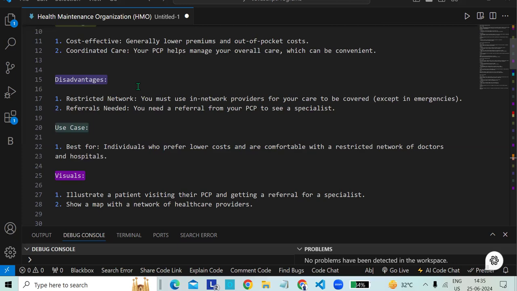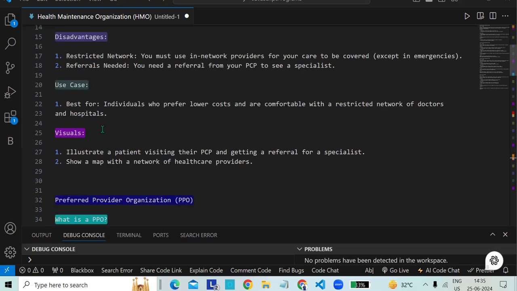So I hope you understand. These are the advantages and the disadvantages of the health maintenance organization, HMO plan. The use case: individuals who prefer lower costs and are comfortable with a restricted network of doctors and hospitals. So those who want to take an insurance plan and pay a lower monthly premium, this HMO plan is a good plan for them.